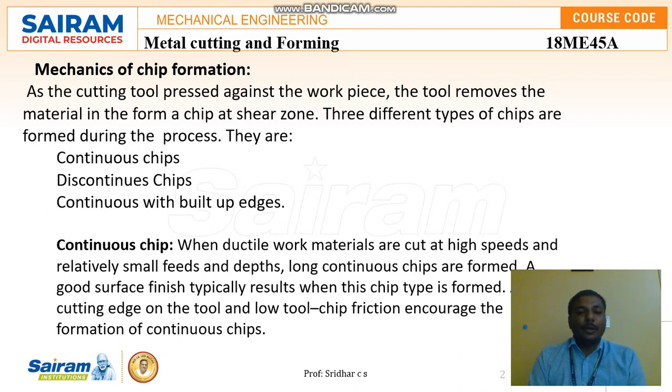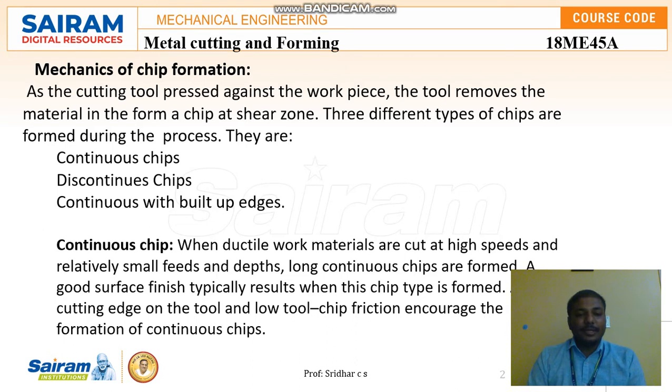If I give more depth of cut and more feed, automatically the friction will be more between the chip and the workpiece, and also between the tool and the chip. But we are giving a very small amount of feed and the depth of cut is very small. Hence the friction is very low. So that causes the formation of continuous chips. So that is one of the major reasons to form continuous chips and get a good surface finish, right?